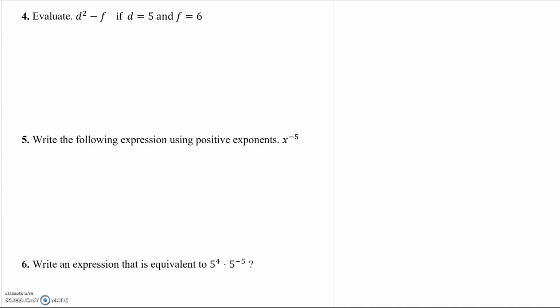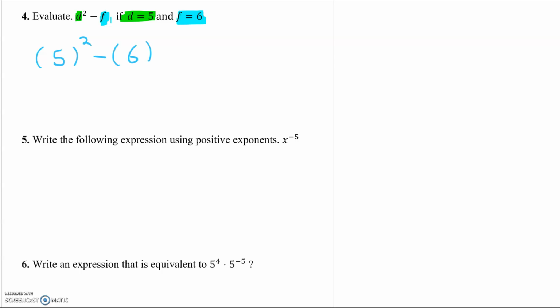Hello, here we are on Chapter 4 review, looking at questions 4, 5, and 6. So our first question here, number 4: evaluate d squared minus f if d equals 5 and f equals 6. So again, we're evaluating, so we're replacing the letters with the numbers we're given, or replacing the variables with the values given. So d in this case is 5, and f is 6. So I'm going to put d, so 5 squared minus f, 6.